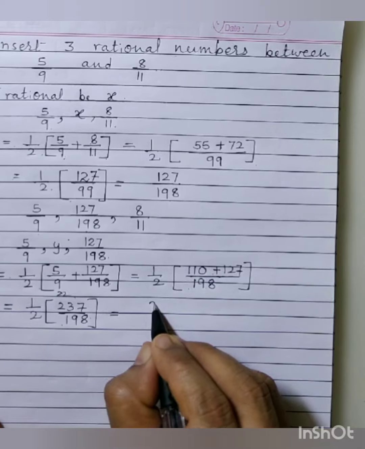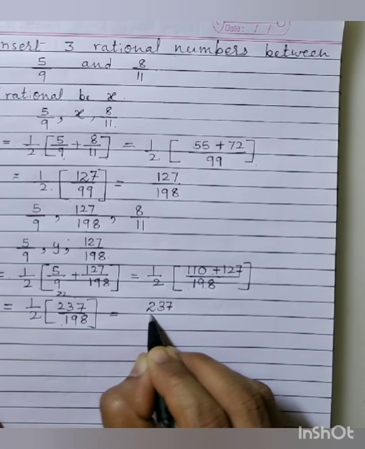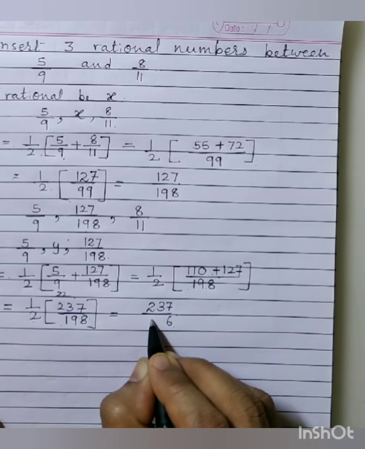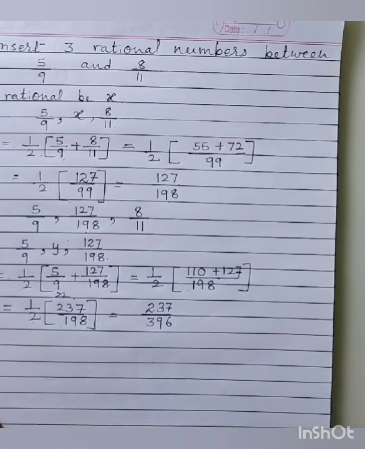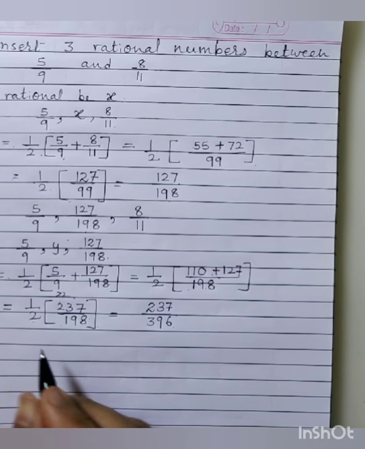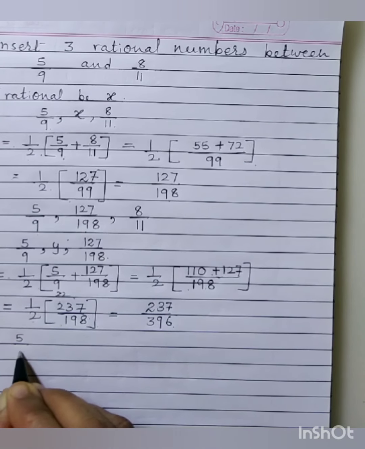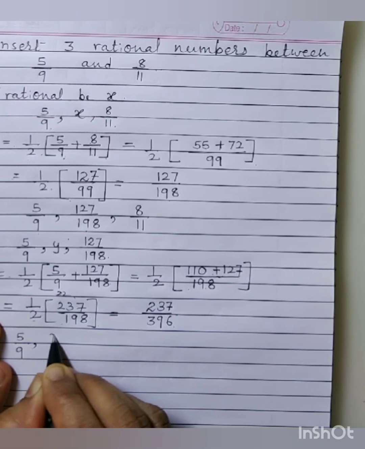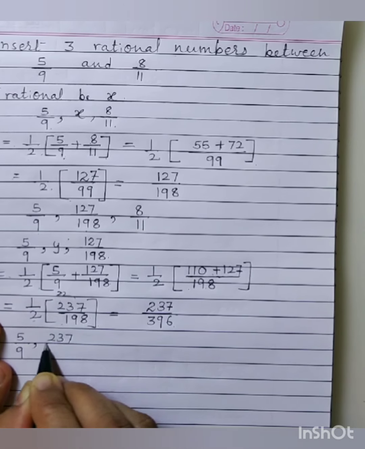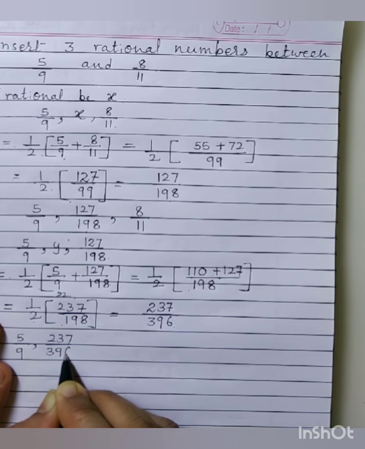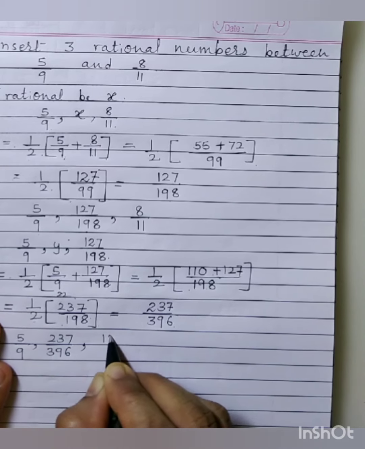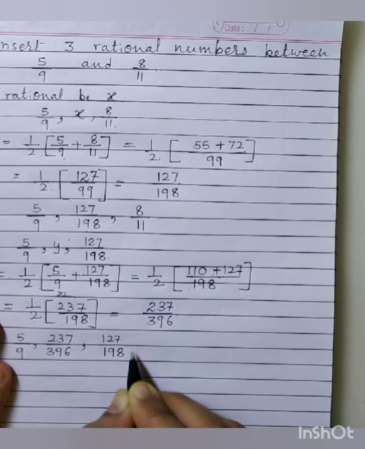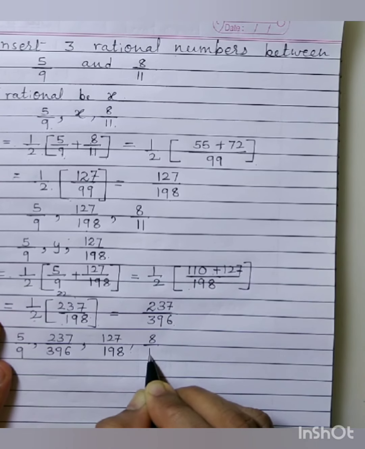No simplification possible. So for 237 and 198 you need to multiply by 2. 198 times 2 is 396. So now between 5 upon 9 and 127 upon 198, we have got 237 upon 396. Then our next number is 127 upon 198, and the last number is 8 upon 11.